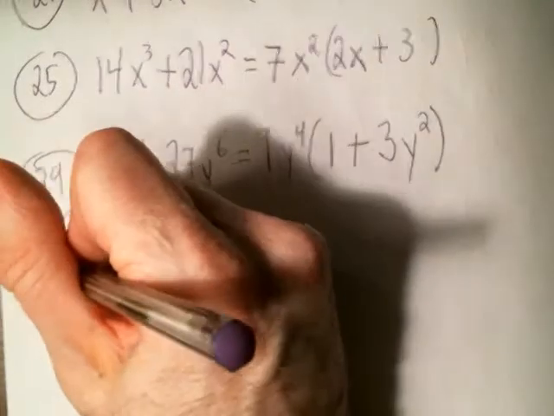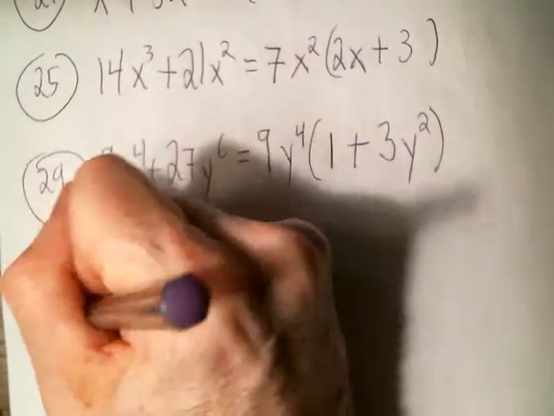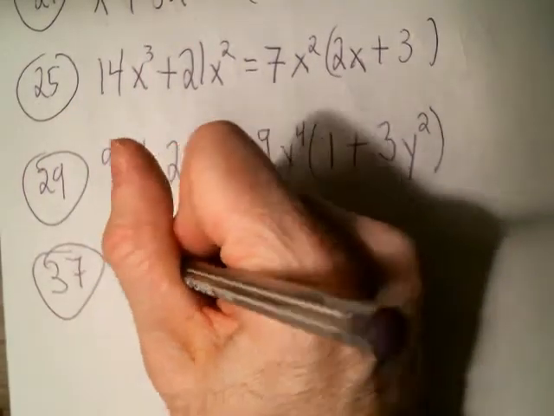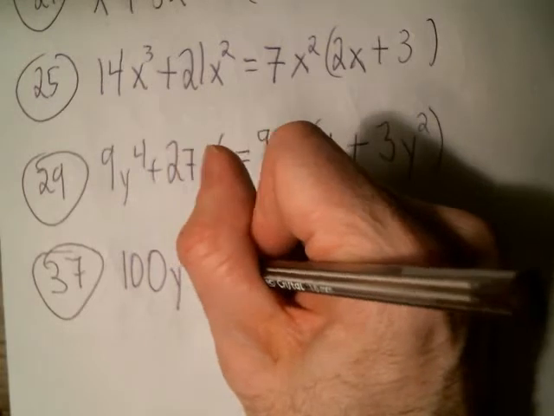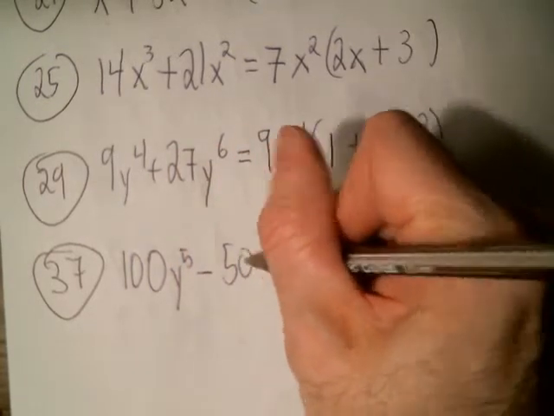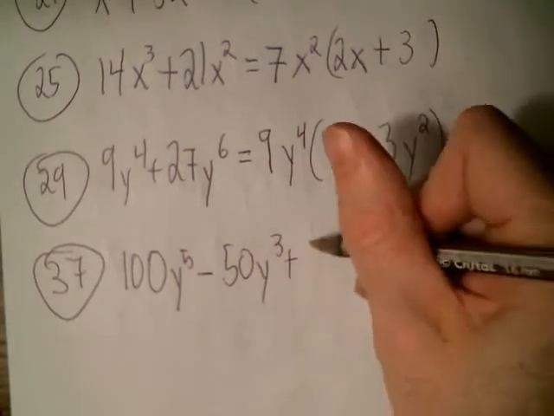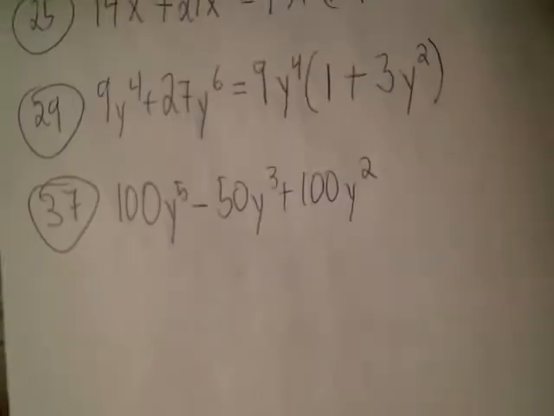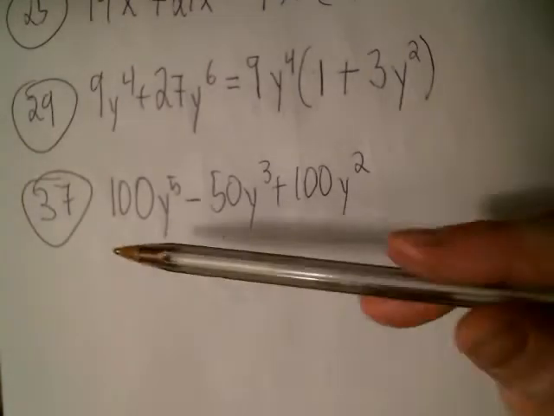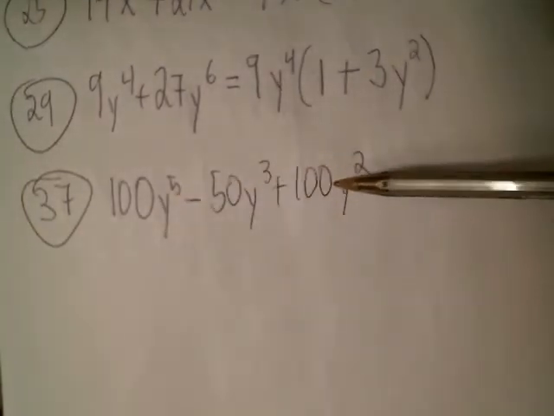Let's do one that has 3 terms now. So some of our factorizations had 3 terms. Okay, so here's an example of one of those. We want a number that divides 100, 50, and 100.